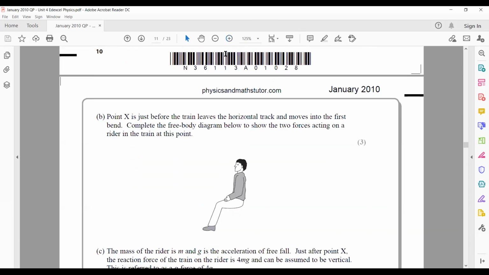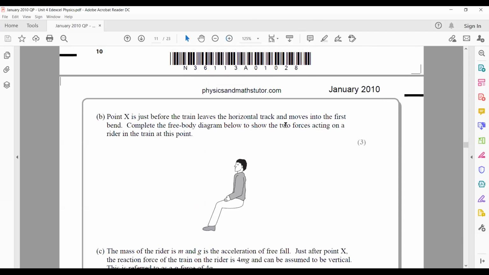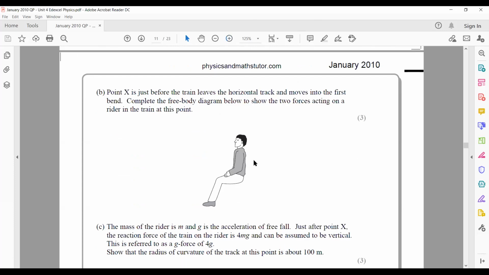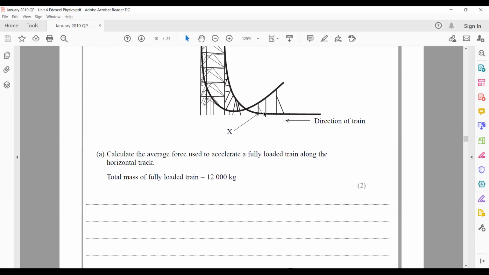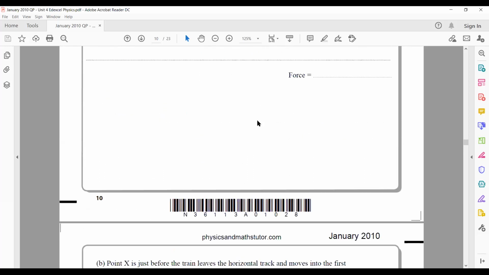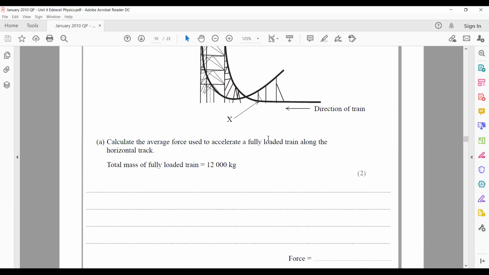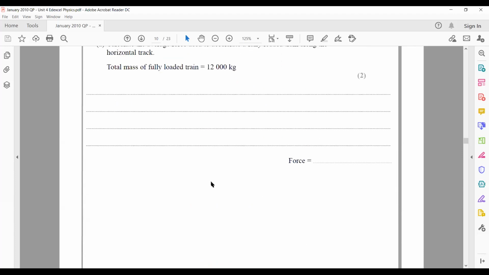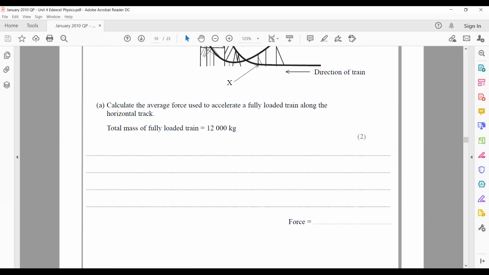Then point X is just before the train leaves the horizontal track. It's just the beginning, and it moves into the first bend. Complete a free body force diagram to show the two forces acting on a rider at this point. So you can see here, point X is just before the train leaves the horizontal track and moves into the first bend. So we have to mention the forces which are acting.